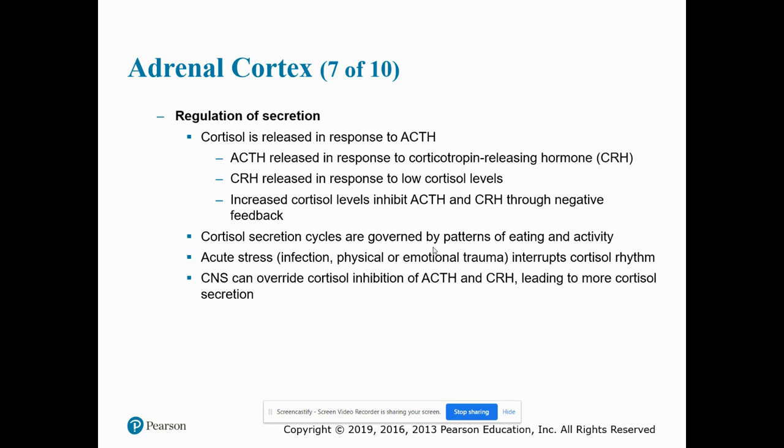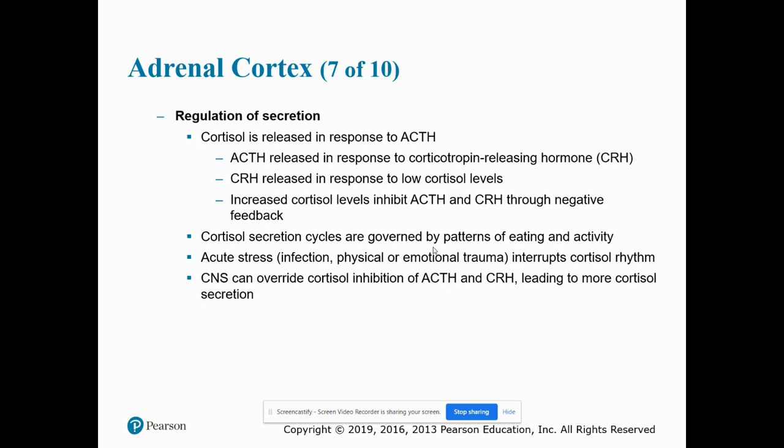But we're only going to talk about cortisol. So we're going to talk about the regulation of secretion of cortisol, and it is released in response to ACTH. And ACTH is released in response to corticotropin-releasing hormone. And corticotropin-releasing hormone is released in response to low cortisol levels. So hopefully you're seeing the pattern here. Low cortisol levels cause corticotropin-releasing hormone to be released, which is then going to cause ACTH to be released, which is then going to cause cortisol to be released.